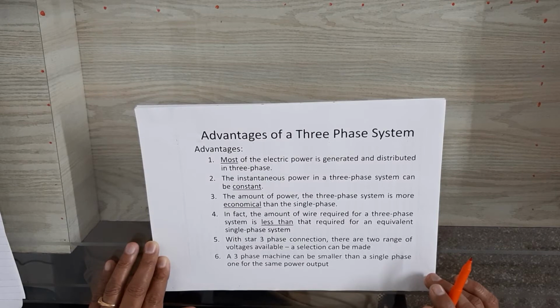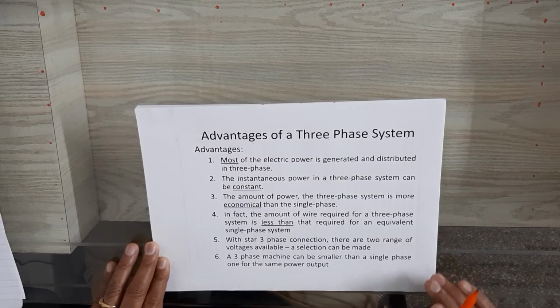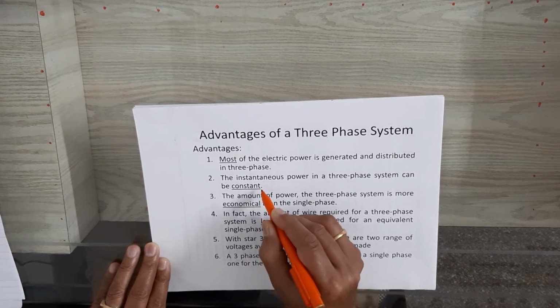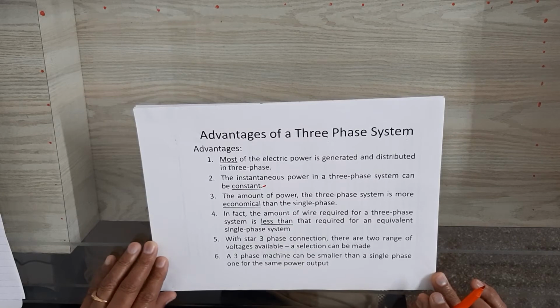The instantaneous power in a three-phase system can be constant. We know that the instantaneous value of a single-phase supply is pulsating in nature. However, in the case of a three-phase system, we are getting a constant power. That is why you are going for the three-phase system.